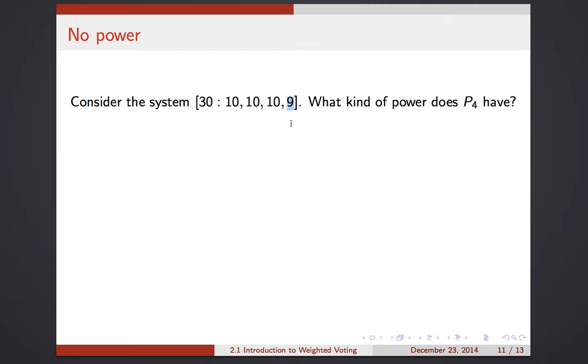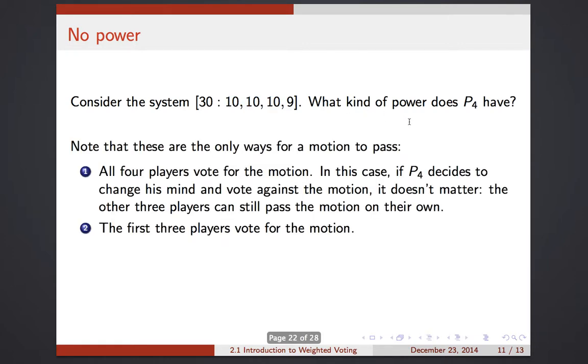If he wants something to pass, it doesn't matter. The only way to get something to pass is like this, the first 3, or like this. Okay, so if player 4 wanted something to pass, it would have passed anyway, right? The first 3 players are enough to pass. If he doesn't want something to pass, he also can't do anything about it. The first 3 players can pass it if they want to. So player 4 has no power.